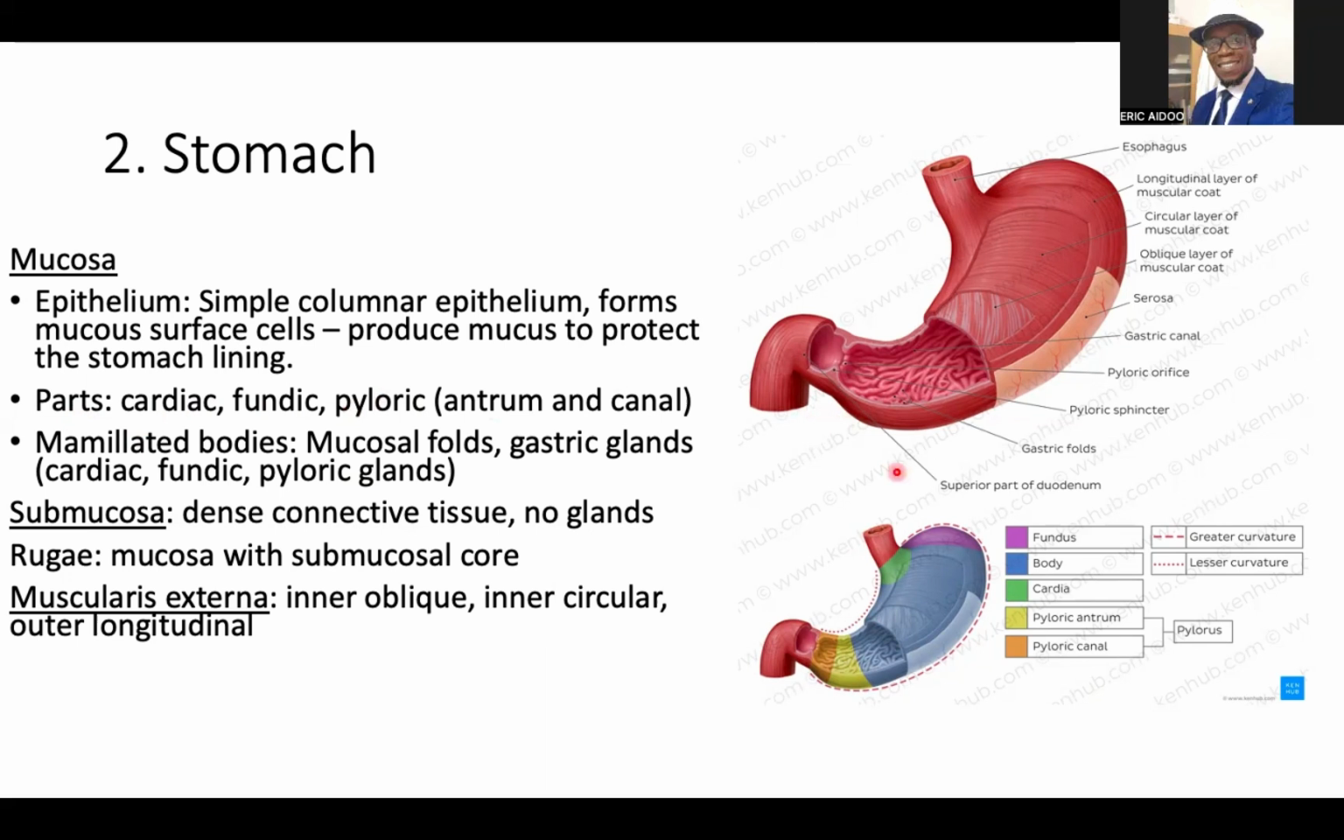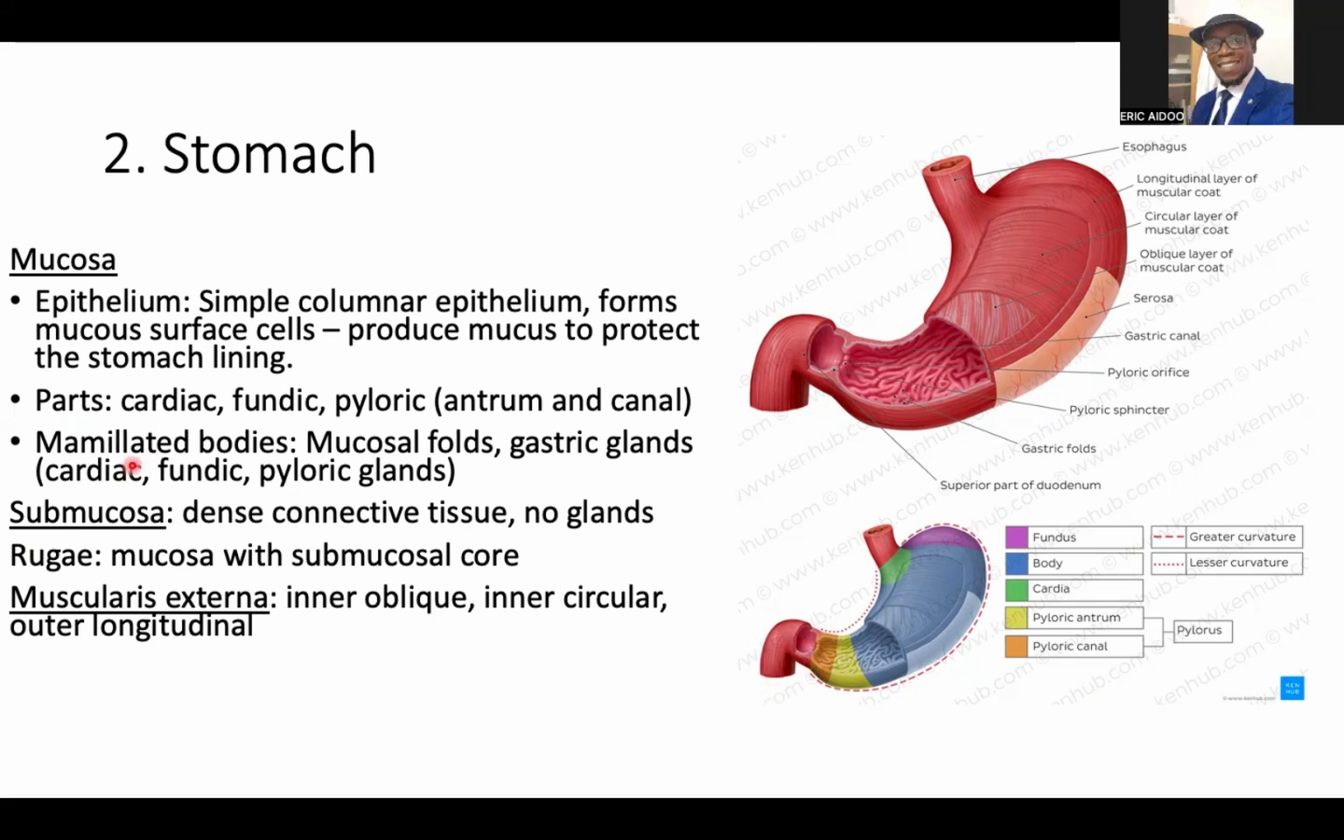Okay, so here you can see that the color here is relating to the fundic region. Then that is the body. The green one is the cardia or cardiac region. Then you have the pyloric antrum, and then the pyloric canal, and then the sphincter, then into the duodenum.